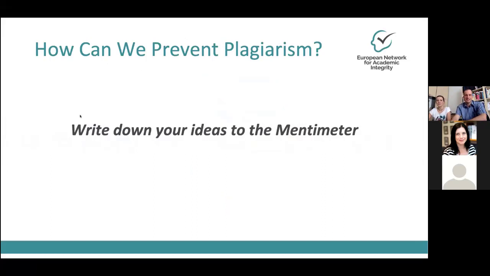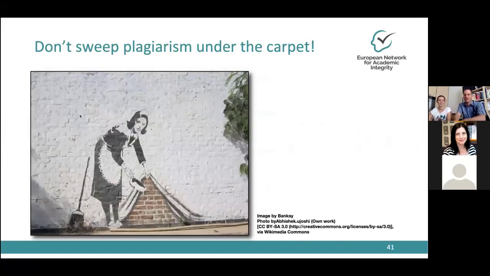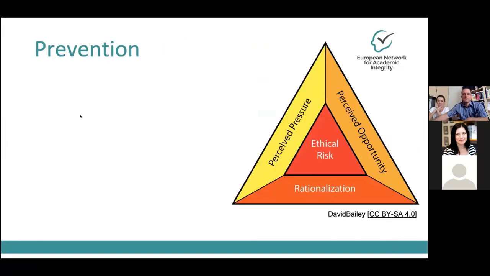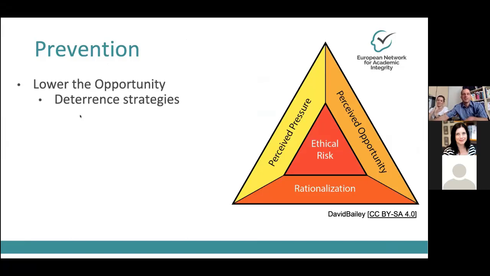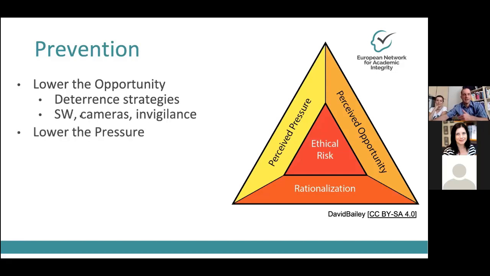So let's continue. The first thing, or I would say the most important thing, the presumption of any success, is don't sweep plagiarism under the carpet. Admit that plagiarism happens, admit that it is a problem at every institution, and then we are able to deal with it. So to address intentional plagiarism, we have to address all three sides of the fraud triangle. So we have to lower the opportunity by using deterrent strategies, text matching software tools, and other measures.